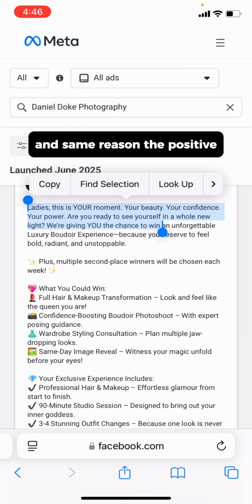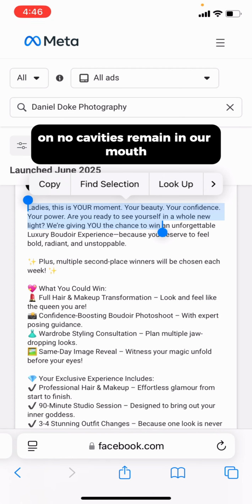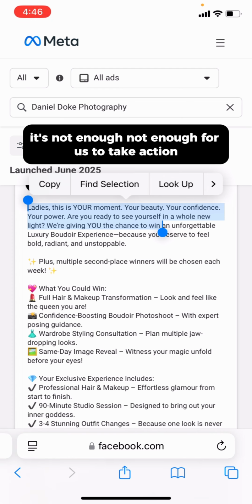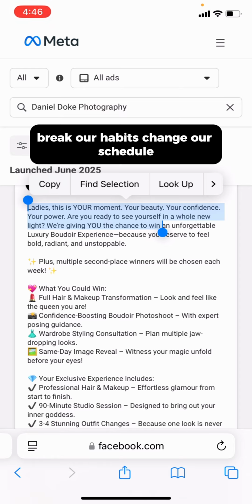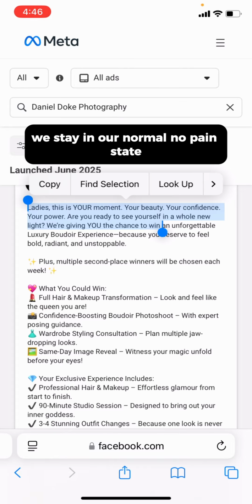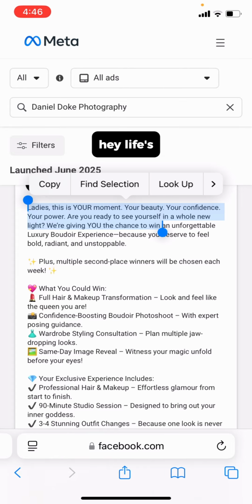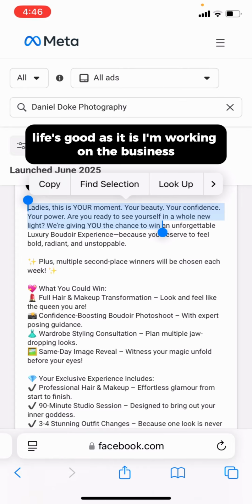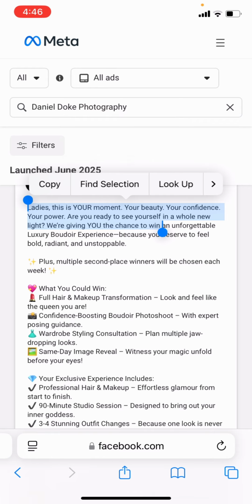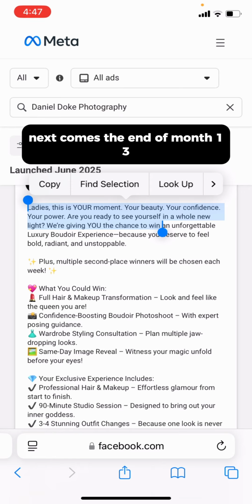And same reason, the positive, guaranteed cleaner teeth and guaranteed peace of mind knowing no cavities remain in our mouth. It's not enough for us to take action, break our habits, change our schedule. So we don't take any action. We stay in our normal no pain state. Hey, life's good as it is. I'm working on the business. Don't feel like I need to take an action right now.